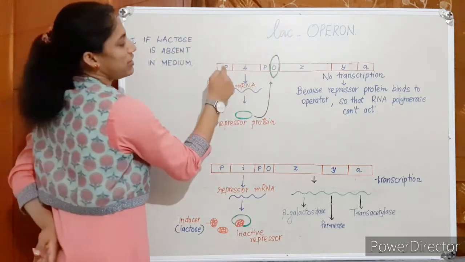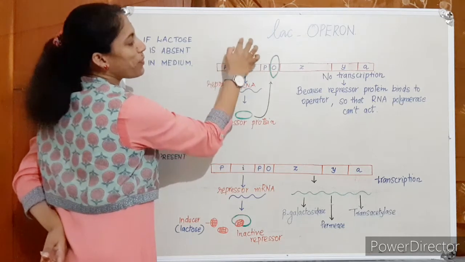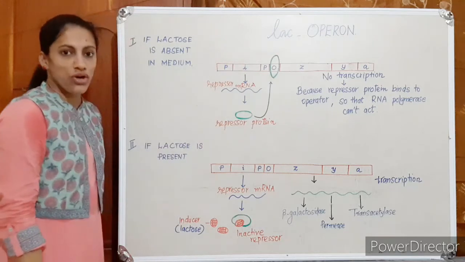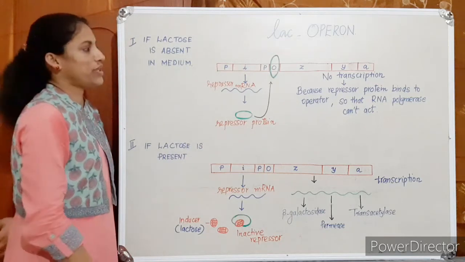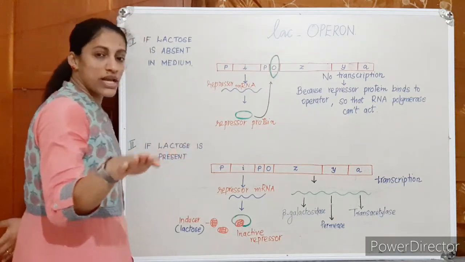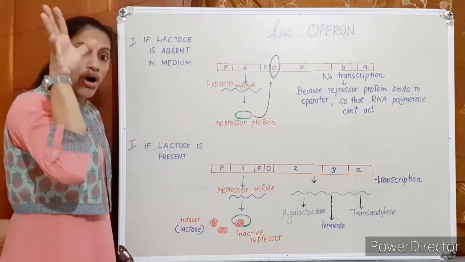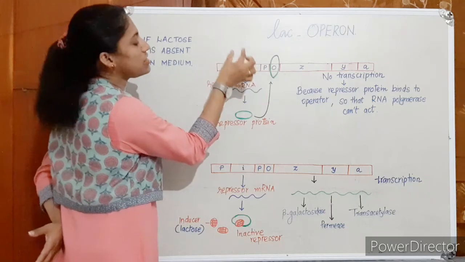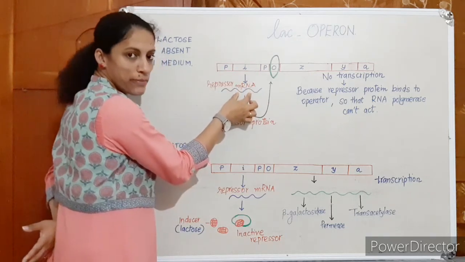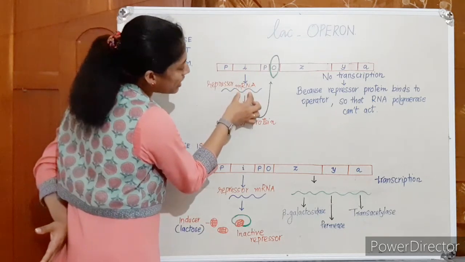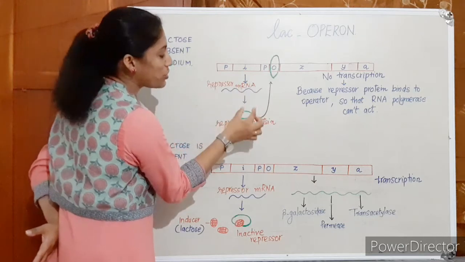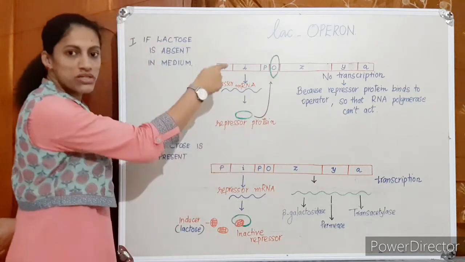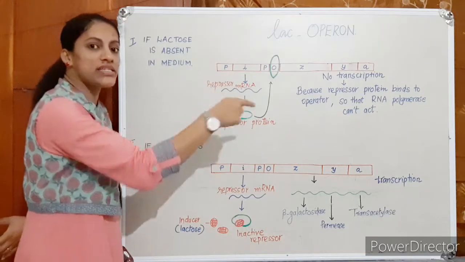Then, you know, RNA polymerase enzyme comes to bind the promoter. That idea you have. Then all the time, understand, constitutively, this I gene expresses to produce an mRNA, and that mRNA is translated to a protein which is a repressor. So it shows what type of regulation? Negative regulation.